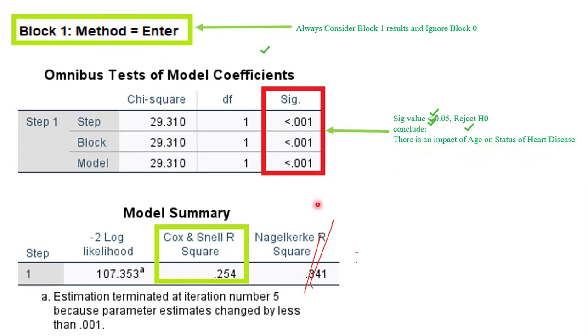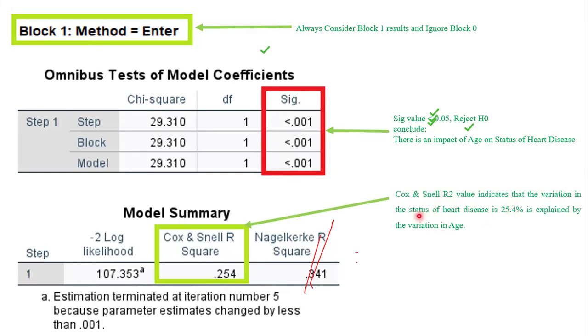You can also analyze the model summary, and you need to see the value of Cox and Snell R square. You can see here the value of Cox and Snell R square is 25.4%. And what this value indicates is that 25.4% of the variation in the status of heart disease is explained by the variation in age. So this is how we can do this interpretation.